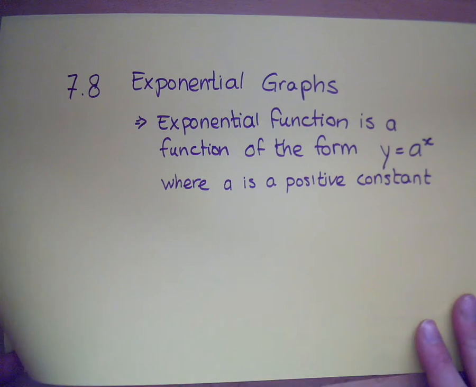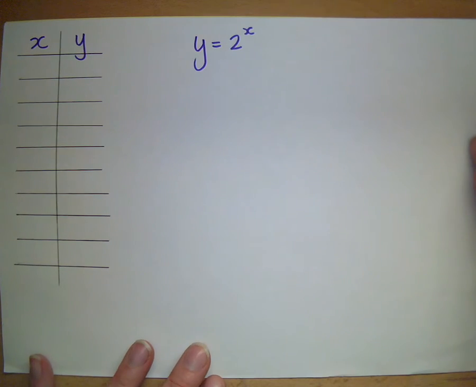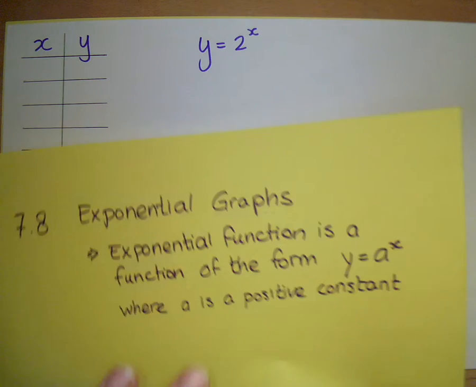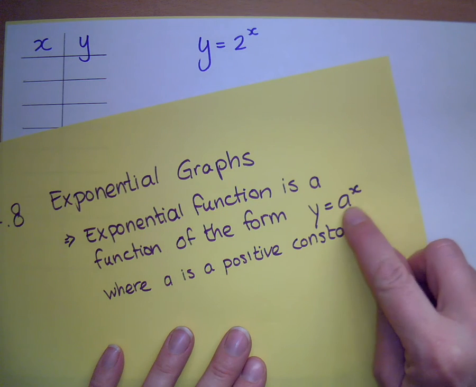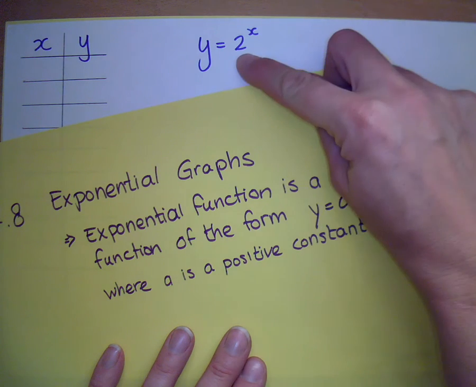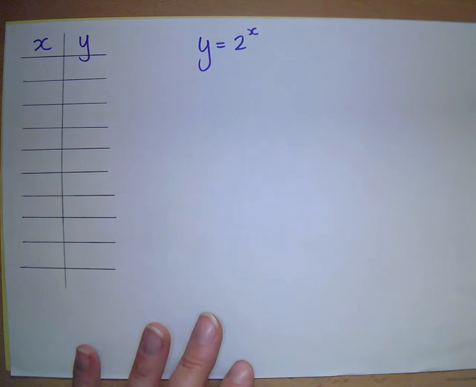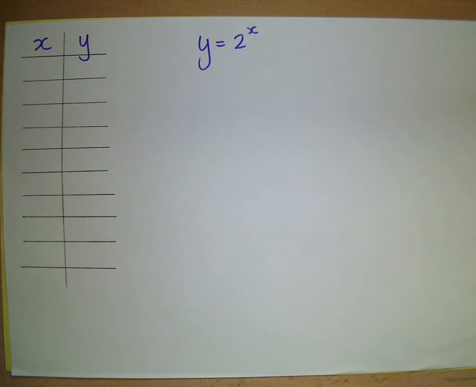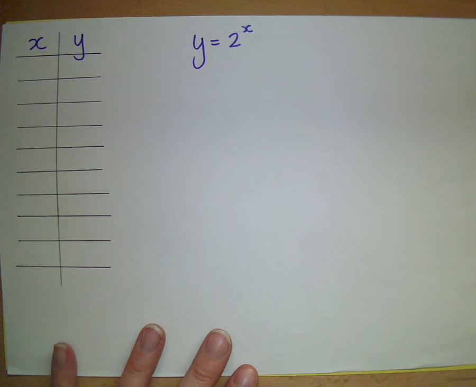All right, let's look at a very simple example of an exponential function. Like I said, it's y equals a to the power of x. In this case, our positive constant a is 2, all right? Y equals 2 to the power of x. We want to draw the graph for this function.